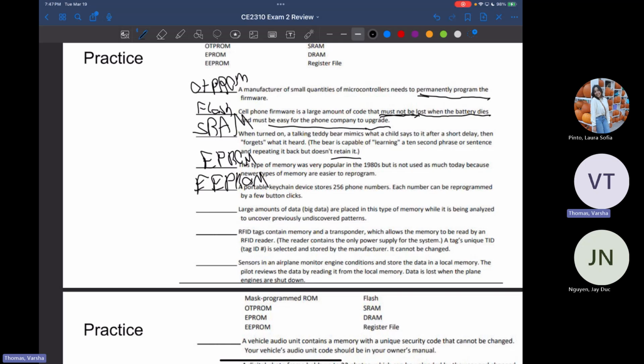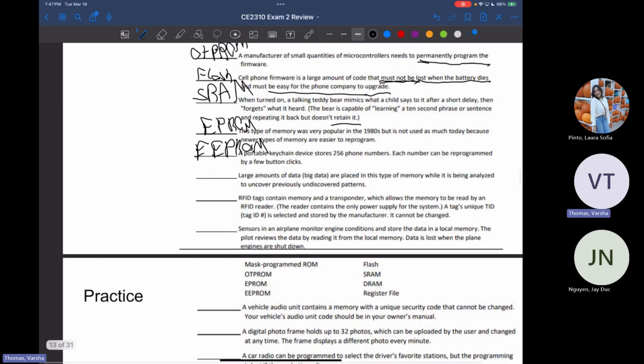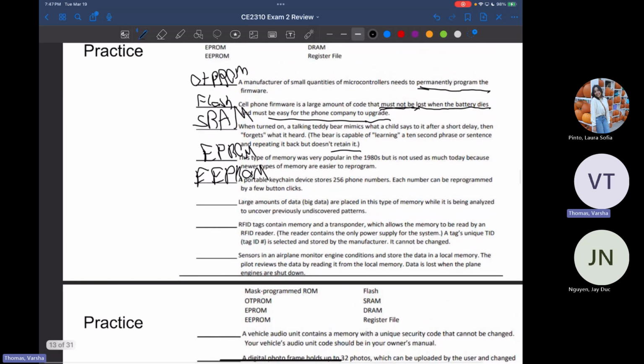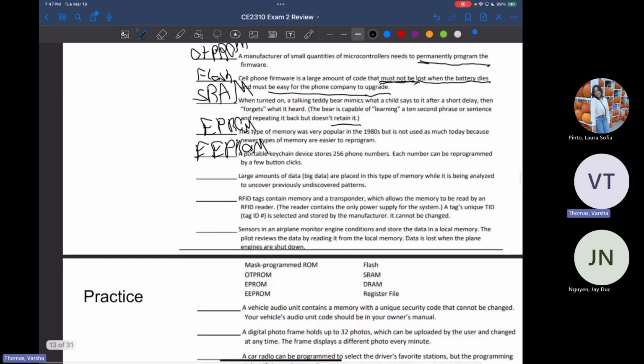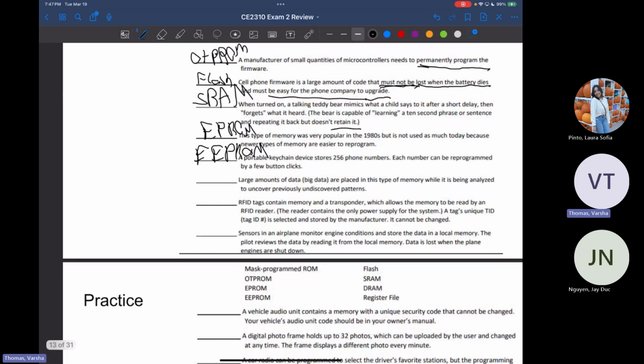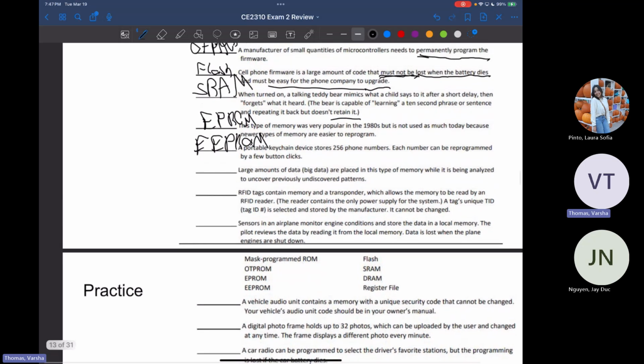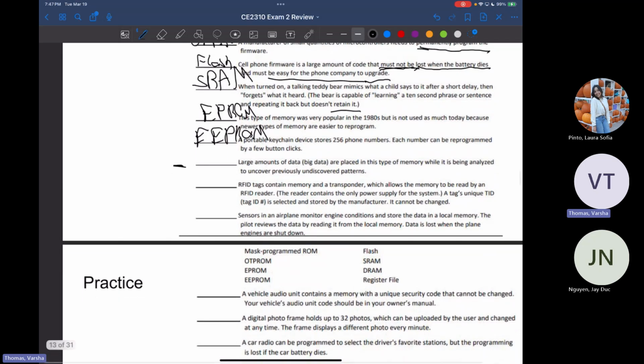Large amounts of data, big data, are placed in this type of memory while it is being analyzed to uncover previously undiscovered patterns. So we know it's a large amount of data that's placed in the memory while it's being analyzed to uncover previously undiscovered patterns. Let's wait on this one for now, and we'll go back to it.